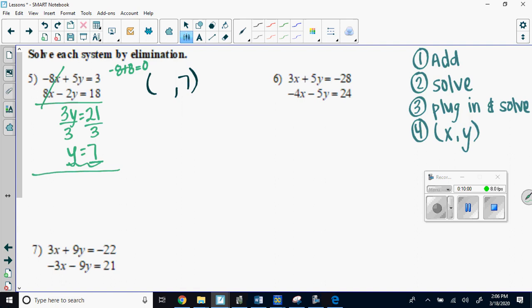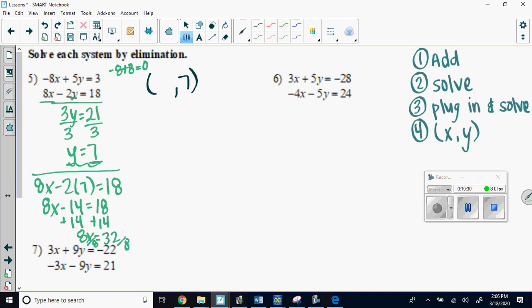So I'm going to take this y equals 7 and plug it into the equation I think is easier. I would say the bottom one is easier. So I'm going to plug it in right there. 8x minus 2 times 7 equals 18. 8x minus 14 equals 18. Add the 14. 8x equals 32. Divide by 8. I'm out of room here. And x equals 4.